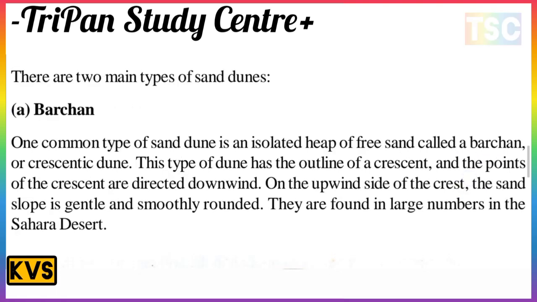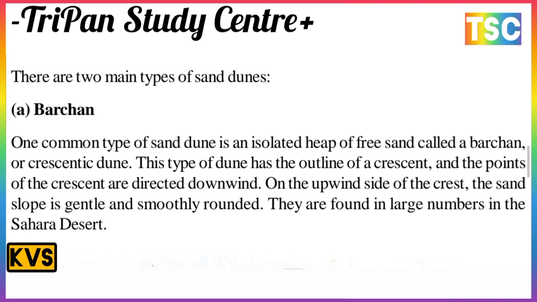So here there are two main types of sand dune. First, Barchan. The most common type of sand dune is an isolated heap of free sand called a Barchan. The Barchans are also called crescentic dunes.